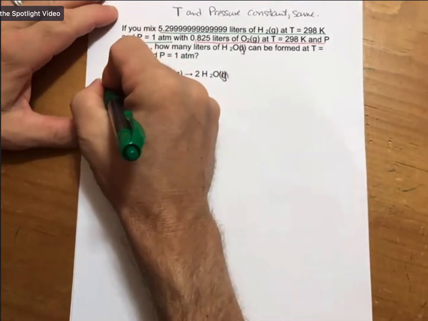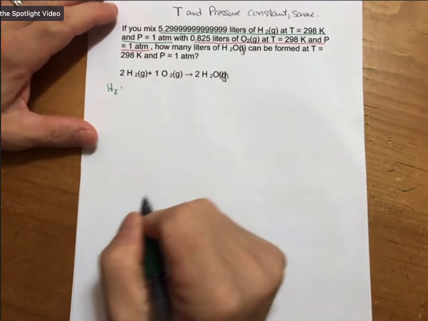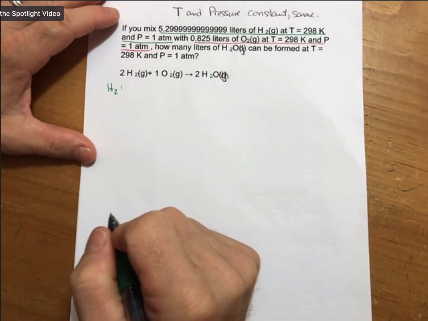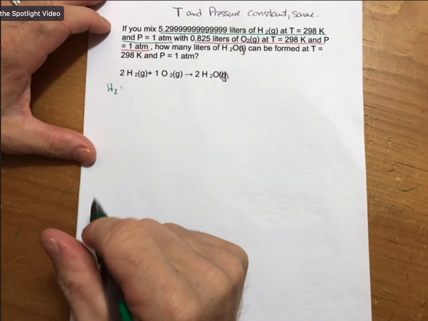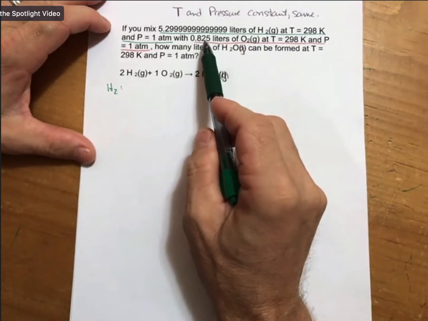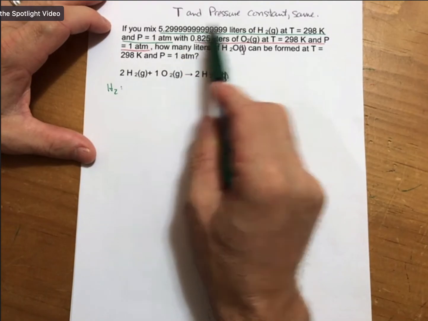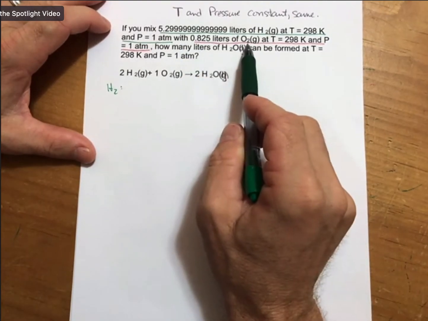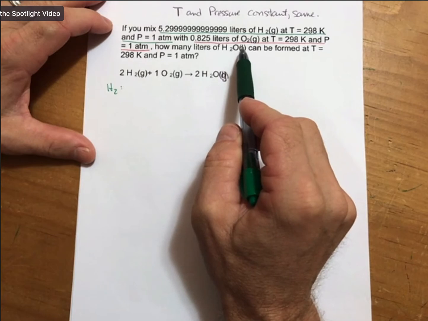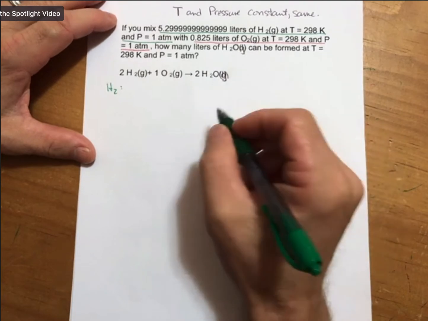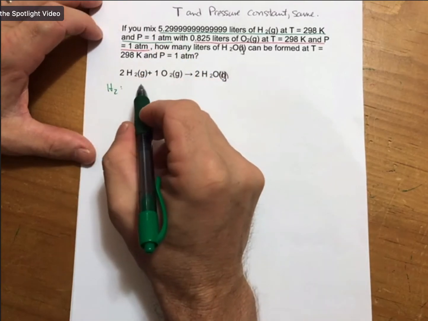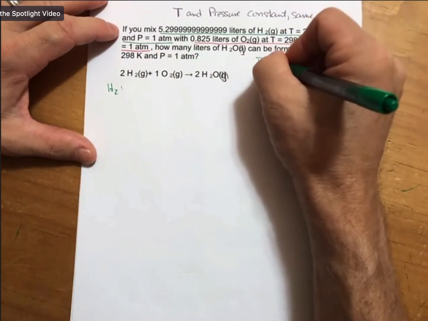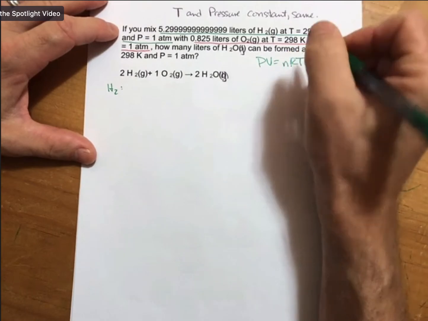But the process goes basically the same. So hydrogen, find the moles of hydrogen. Oxygen, find the moles of oxygen. Find out which one's the limiting reactant. I can see here that I've got a bunch more liters of hydrogen than I have of oxygen. So I'm guessing that oxygen will be the limiting reactant this time. But we'll see. So let's see, my ideal gas law is PV equals nRT.